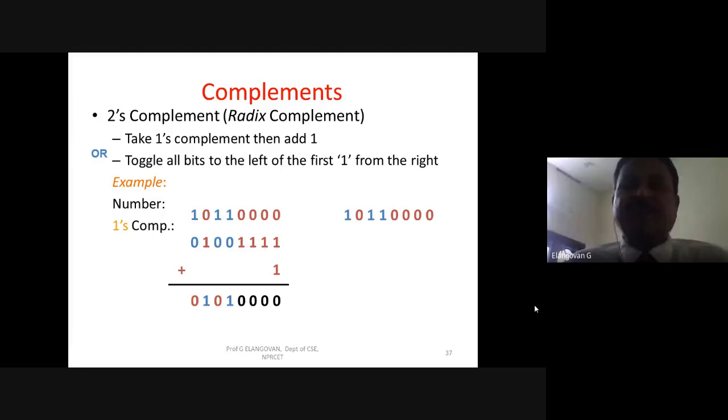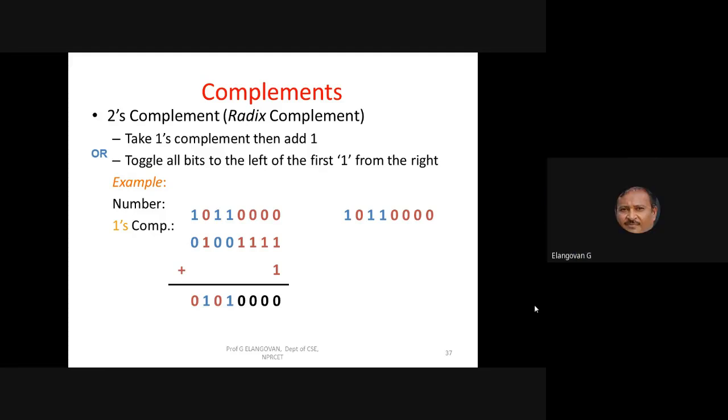Toggle all bits to the left of the first one from the right. This is another approach. So how to convert this? Here you can see the given number is 10110000. How do we convert it into 2's complement? This is another shortcut method. Toggle all bits to the left of the first one. Starting from the leftmost, the first bit is 1, then 0, 1, 1, and after that 4 zeros are there.